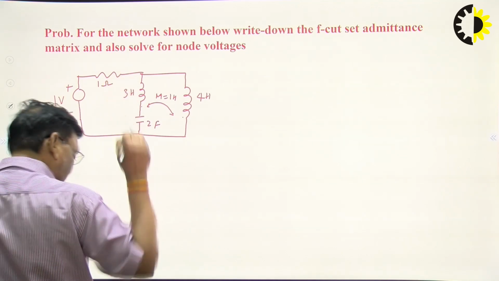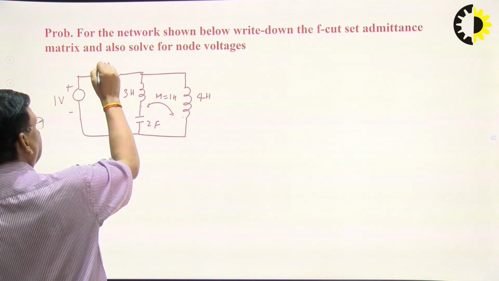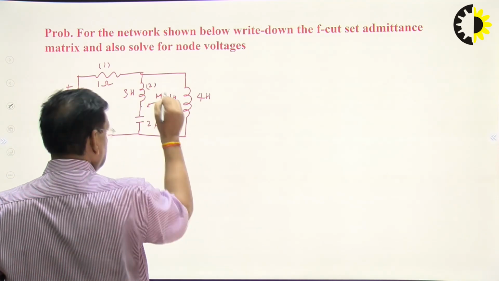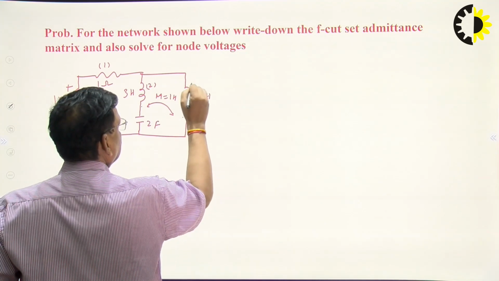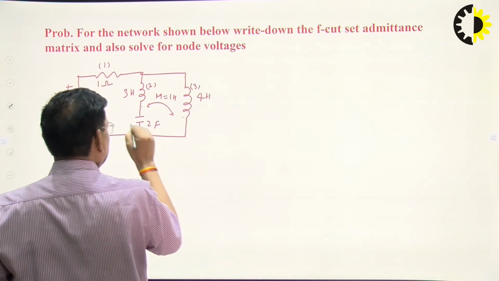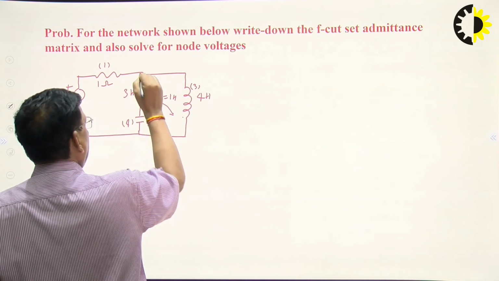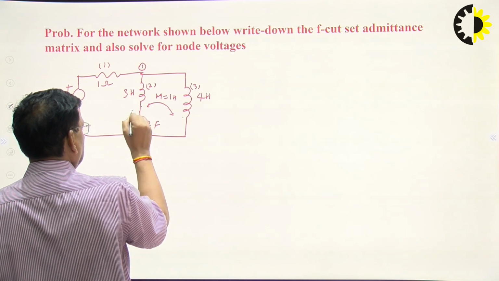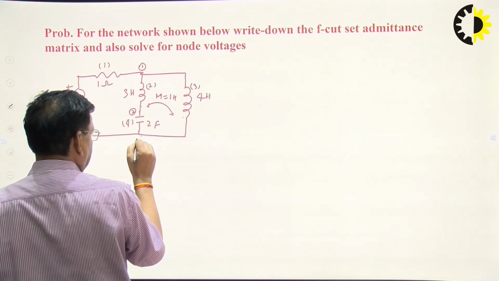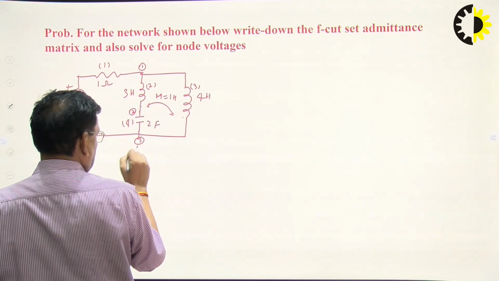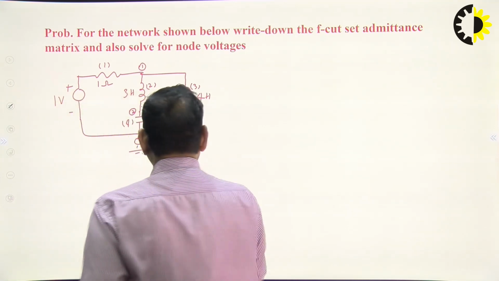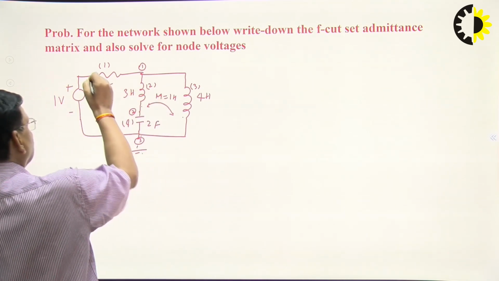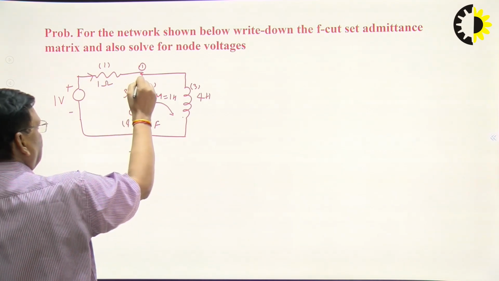Now, branch numbering is also given. If it is not, then you have to number it. So, this is branch 1, this is branch 2, this is branch 3 and this is branch 4. And nodes are also given. So, this is node number 1, this is node number 2 and this is node number 3. We know that in the node analysis we take a reference node, so this much information is also given. And the direction of the current is also given. The direction of current is like this.